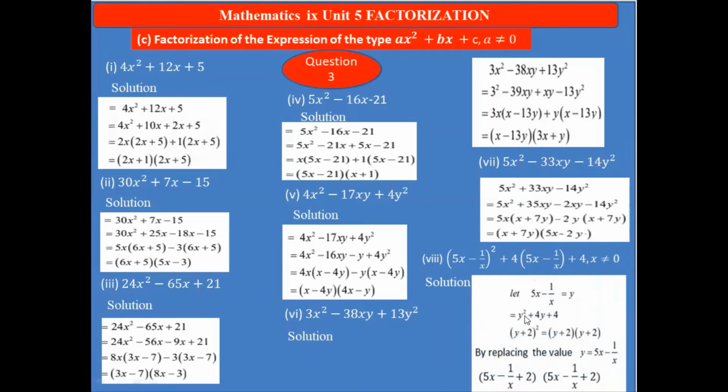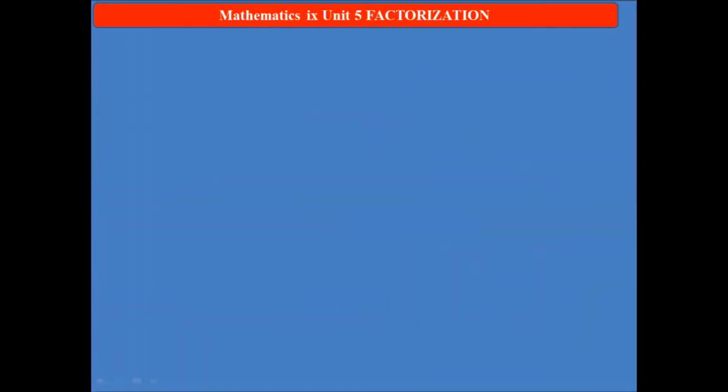Now we can write this as y square, and this is 2 square, and this term will be equal to 2xy. So this is the whole square of y plus 2. So this can be written as y plus 2 and y plus 2. Now we can replace y with 5x minus 1 by x. So when we replace, we get 5x minus 1 by x plus 2, and here also 5x minus 1 by x plus 2. So this is the factorization of part 8.